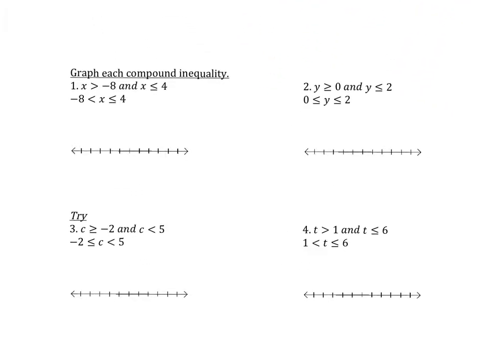So number one, our two indicator numbers are -8 and 4. Okay, get them in the right order. I'm not going to shade until I look at everything here. So I'm going to put an open dot at -8 and a closed dot at 4.